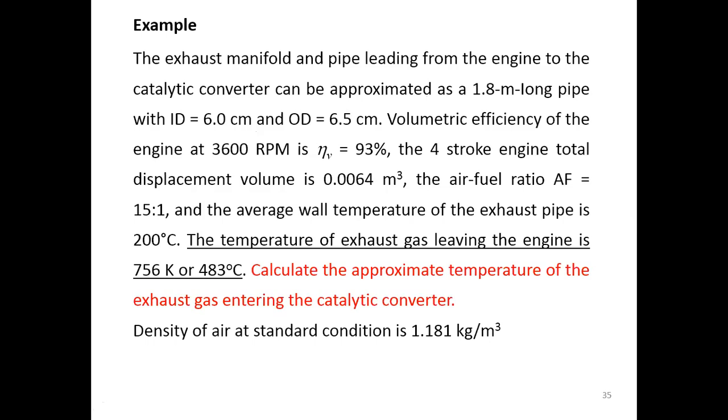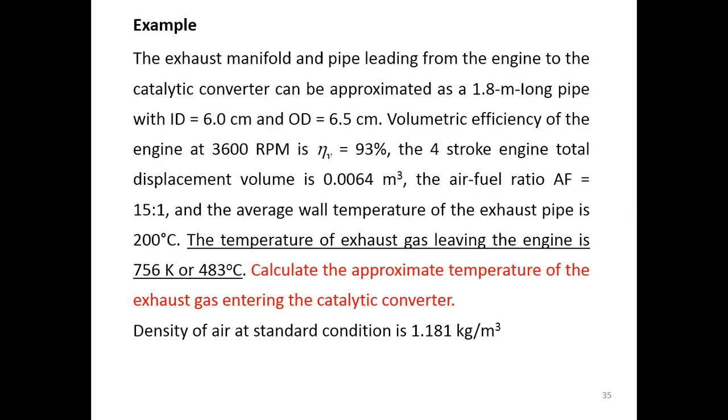Okay, look at the example. The exhaust manifold and the pipe leading from the engine to the catalytic converter can be approximated as a 1.8 meter long pipe. So this is the exhaust manifold and the pipe leading out from the engine to the catalytic converter. This pipe is 1.8 meter long with an internal diameter of 6 centimeter and a thickness of about 0.5 centimeter. The volumetric efficiency of the engine at 3,600 RPM is 93%.